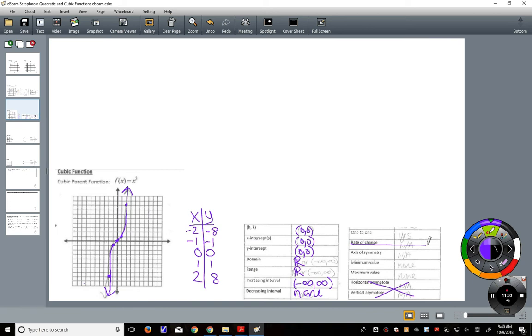Is this function one-to-one? So this one passes the vertical line test and the horizontal line test because it doesn't turn around and violate any of those rules.